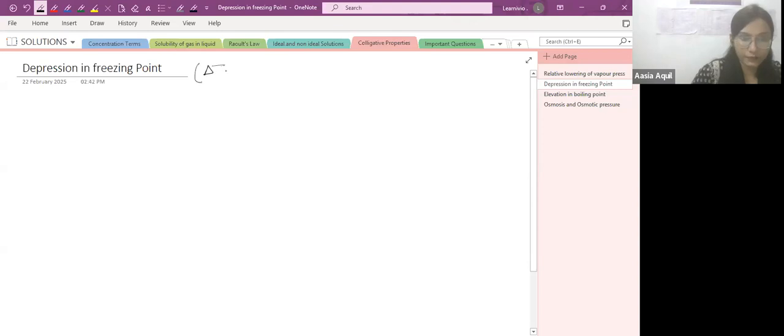delta TF. Okay, again I'm repeating, when you add non-volatile solute to a solvent, what happens? The vapor pressure of the solvent decreases, right, in the presence of a non-volatile solute, and is always lower than that of the pure solvent. Clear? Delta TF can be calculated using this formula, that is delta TF equals to KF into M.